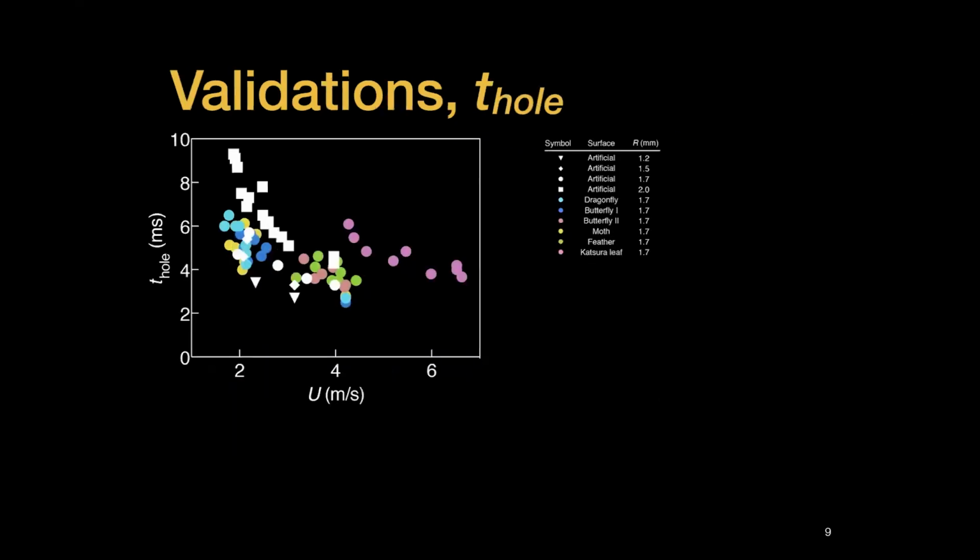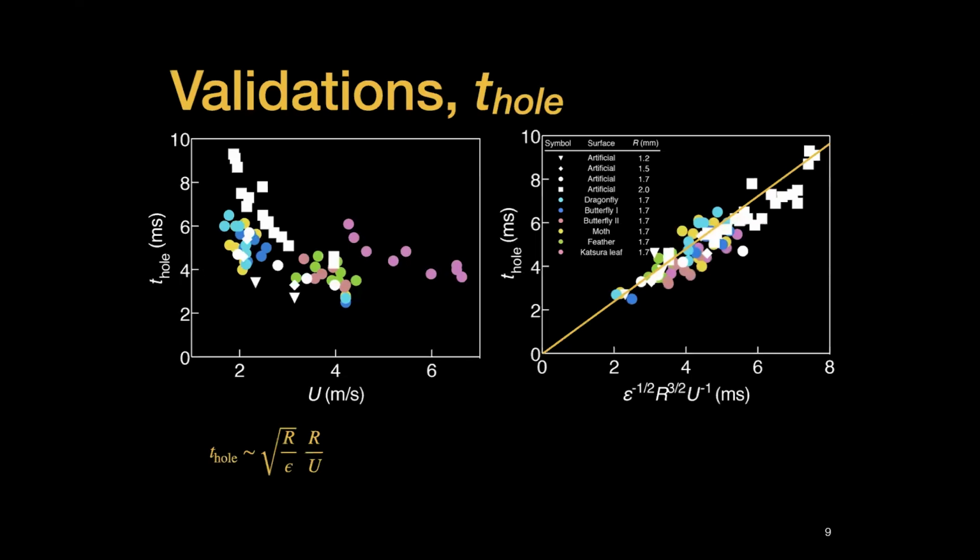So we're going to just check whether this is correct. We ran a lot of experiments. We tested on the artificial surface, and the dragonfly, and the moth, and the feathers. And when we rescale based on our theoretical prediction on the x-axis, we can collapse this data quite well, which means the hole nucleates at a time scale following this prediction, which can be expressed as the square root of the ratio of the radius of the drop and the size of the bump, and then R over U is the inertial time scale.